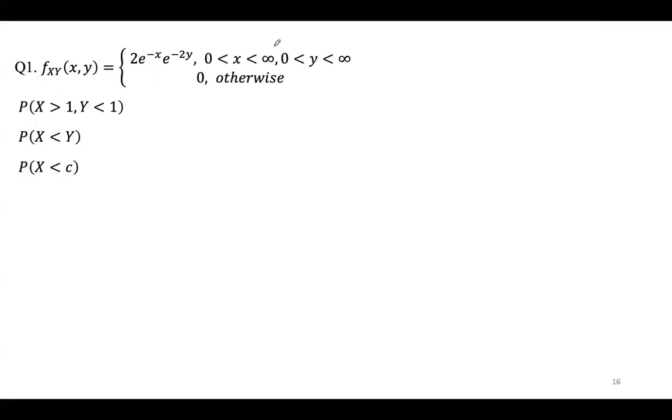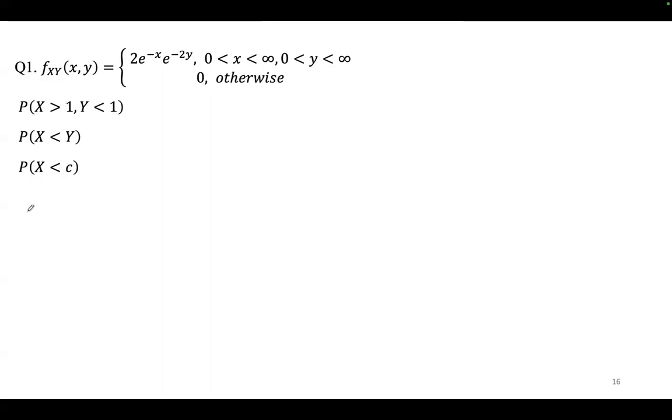So let's solve this. Okay, yeah, fine. So we'll start off with the first one. Again, we've been given an expression. It's a bivariate distribution, both x and y, and we have been given the values that x and y accept. And then we are asked to calculate certain probabilities.